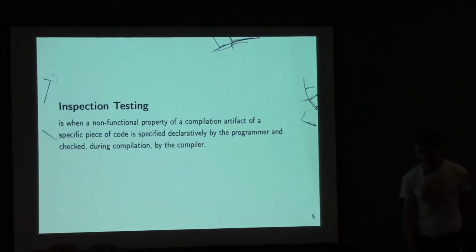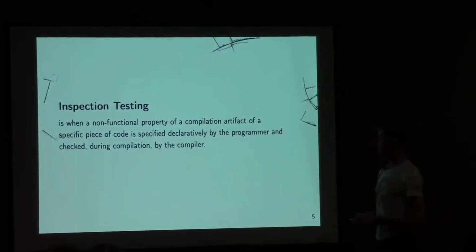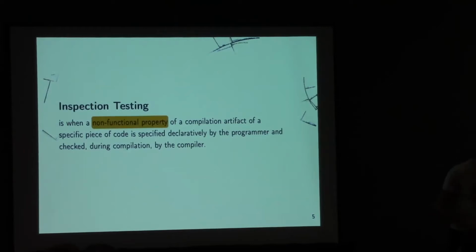inspection testing. And here's a definition that I propose for this term. Inspection testing is a non-functional property of a compilation artifact of a specific piece of code, specified declaratively by the programmer and checked during compilation by the compiler. Let's break it down a little bit.